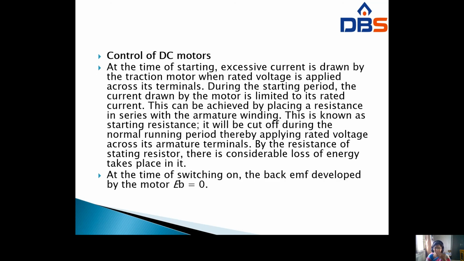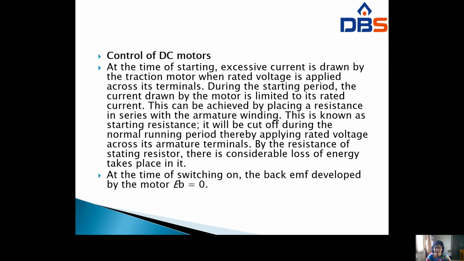First, you can see the control of DC motors. How can you control the DC motor? At the time of starting, excessive current is drawn by the traction motor. Excessive current will be drawn by the motor when rated voltage is applied across its terminals. So whenever you switch on the voltage and start the motor, at that time excessive current will be drawn by the DC motor. During the starting period, the current drawn by the motor should be limited to its rated current. As discussed previously, it is compulsory to reduce that starting current.